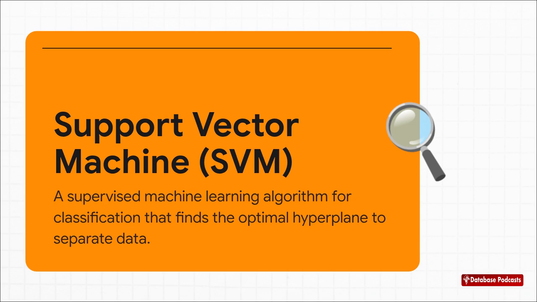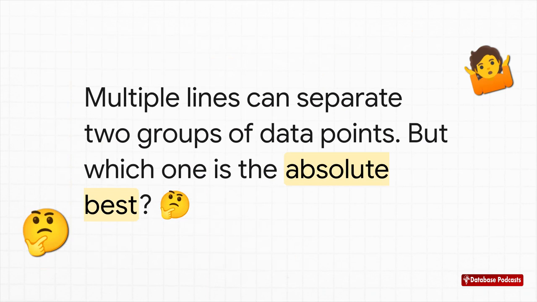Its whole mission is to look at all that data and find the absolute best dividing line, or hyperplane, to use the machine learning term, that separates the data into distinct groups. You can think of it like teaching a computer to make a decision between, say, buy this stock and sell that stock.